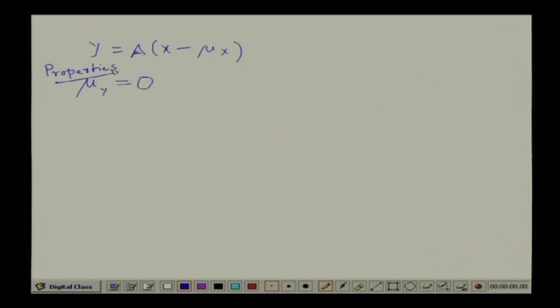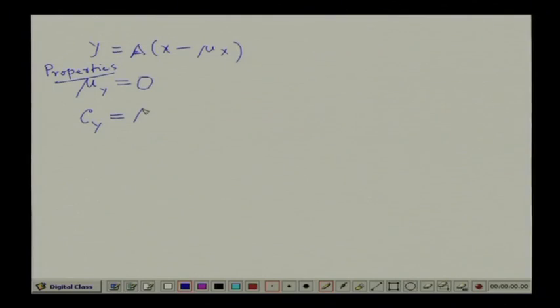So, the first property is the mean of vectors y, mu y equal to 0. Similarly, the covariance matrix of y, given by C y, is also obtained from C x, the covariance matrix of x, and the transformation matrix A that we have generated. The relationship is that C y is given by A C x A transpose.